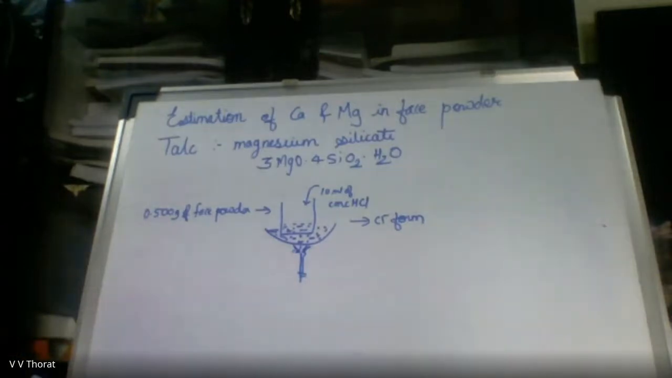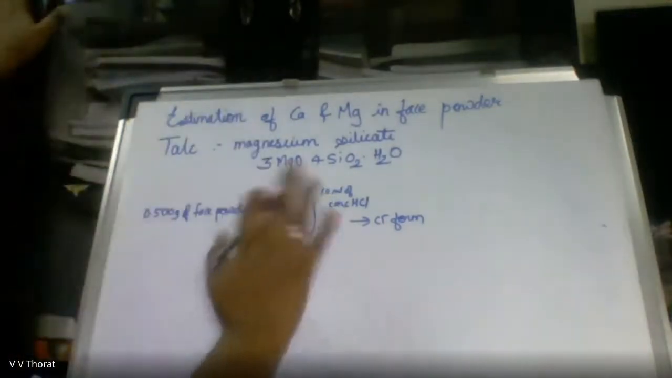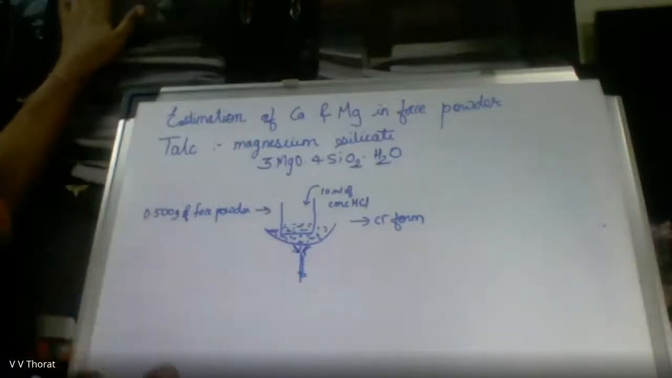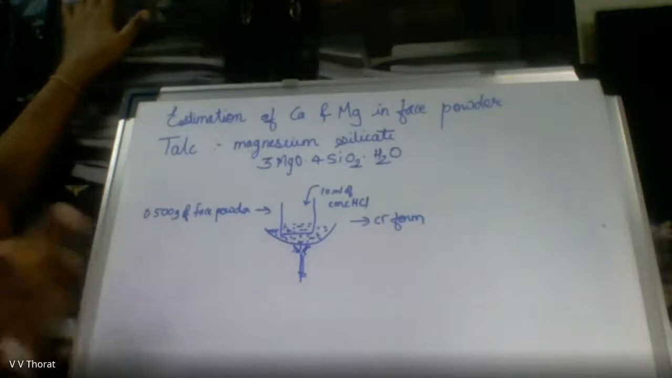Chloride form, you will continue heating to dryness. One more very important point is that you have to heat it to dryness. When you add HCl, you will get a yellow liquid, which I will show you. Then when you heat and make it dry, you should get a free flowing white powder.